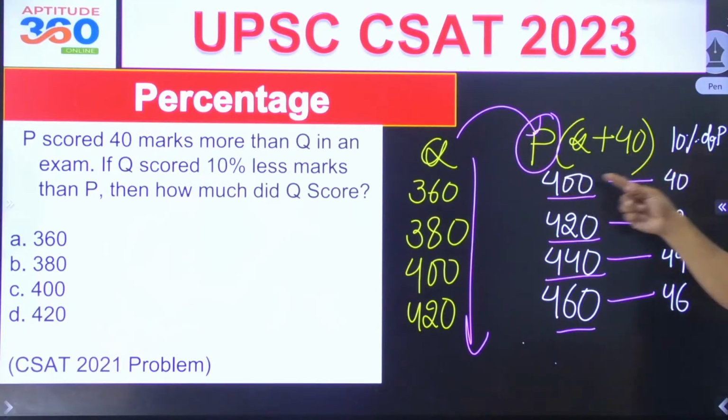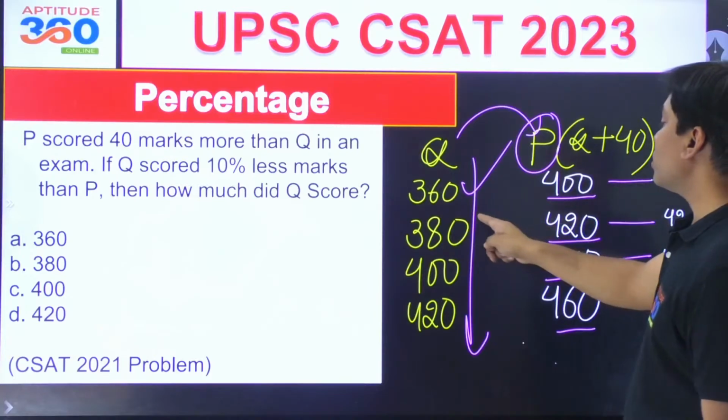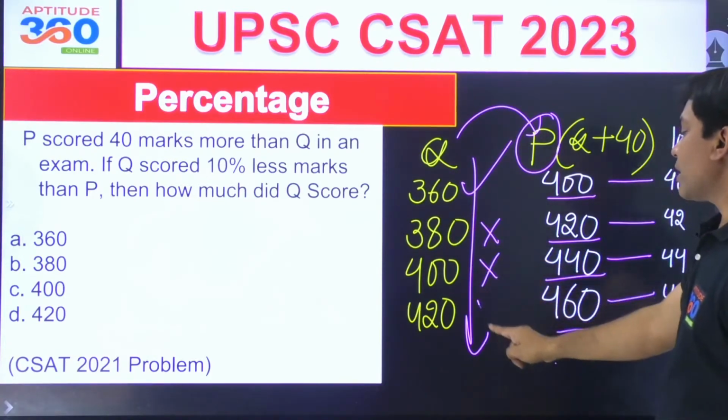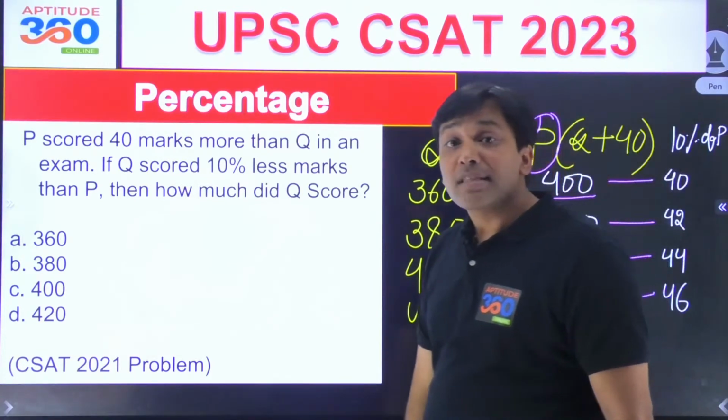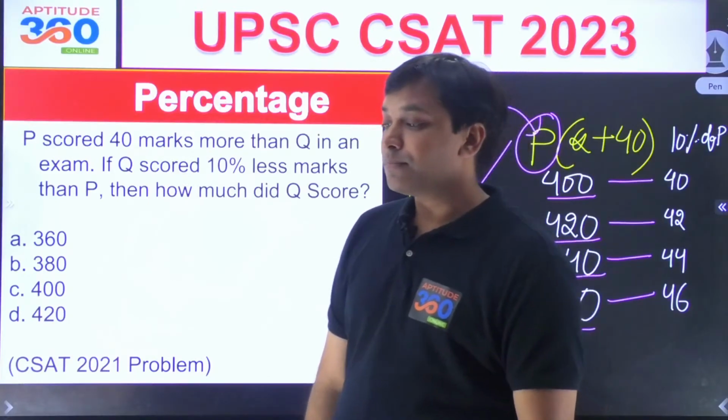So 400 minus 40, is it 360? You're getting the answer. 420 minus 42, this is not the answer. This is also not the answer. This is also not the answer. What is the answer? A is the answer.